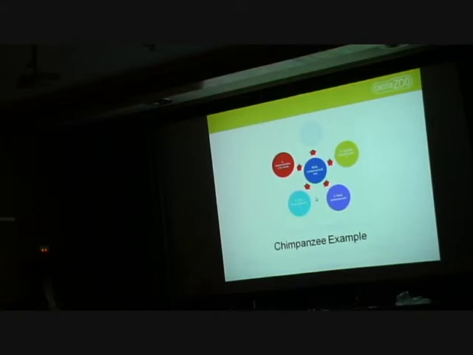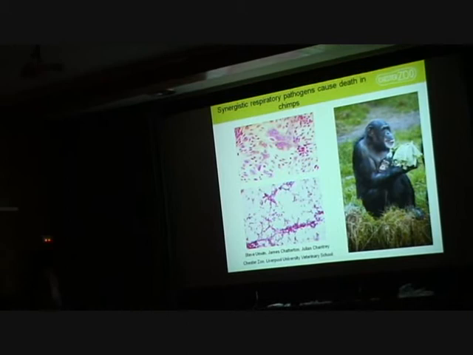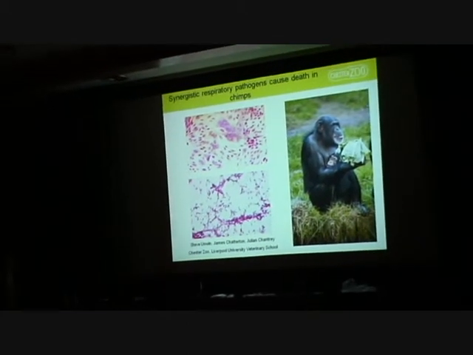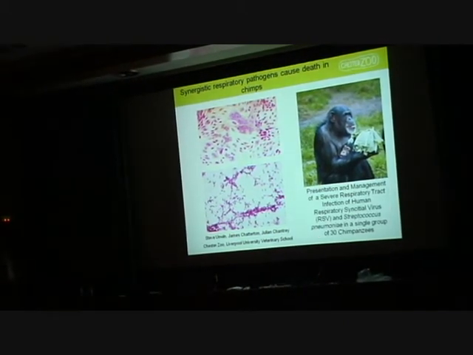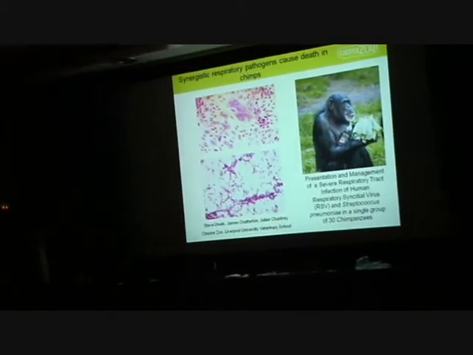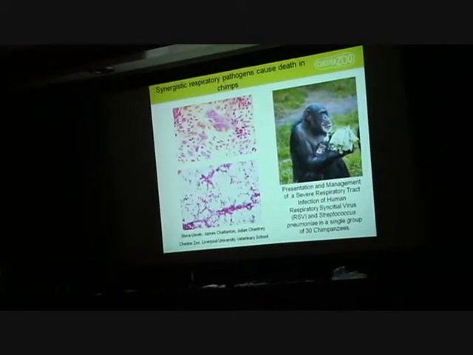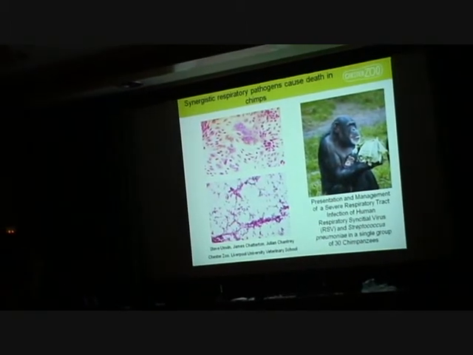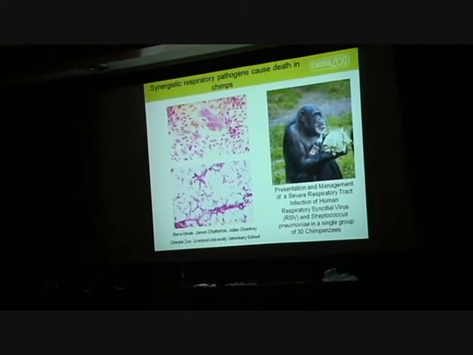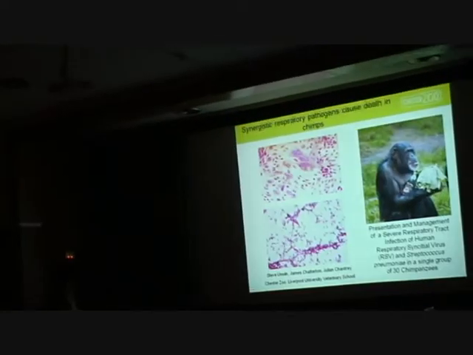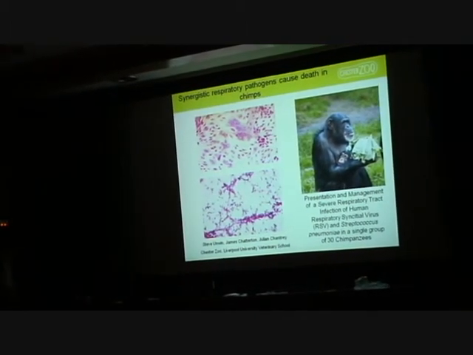So, when it comes to the chimpanzee example, this is an outbreak that we suffered at Chester in 2009. We have, or had, a group of 30 chimpanzees in a single group. And in November 2009, we diagnosed a combination pathogen of respiratory syncytial virus and Streptococcus pneumoniae, the same combination that killed those chimpanzees in Côte d'Ivoire several years earlier.